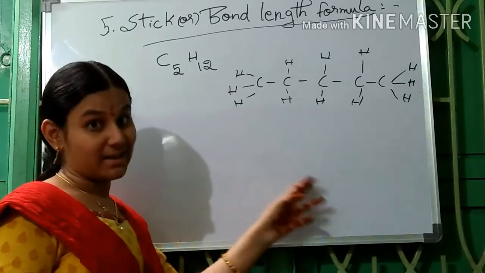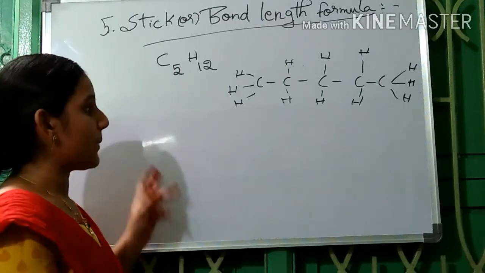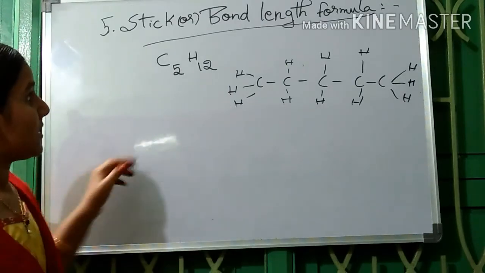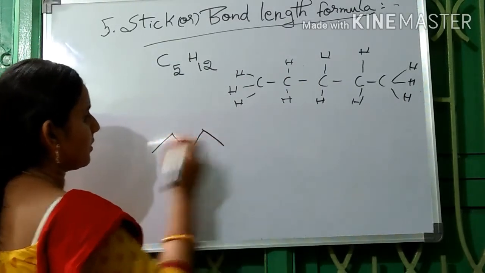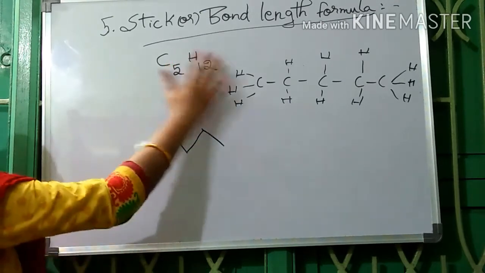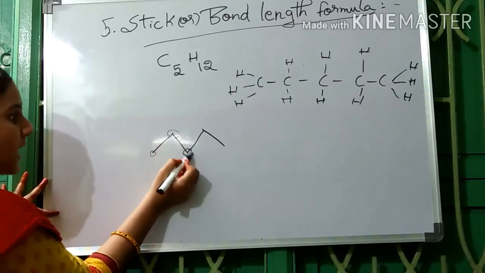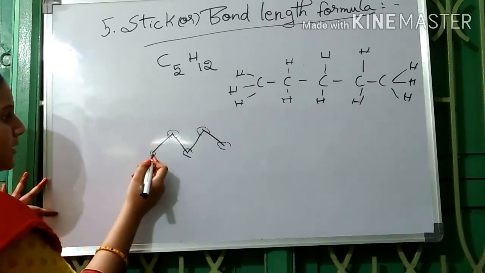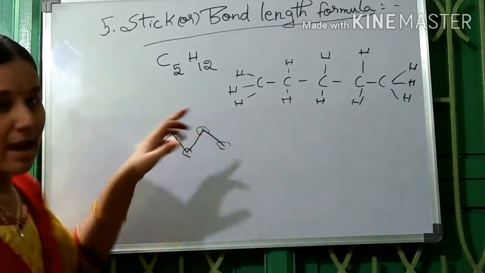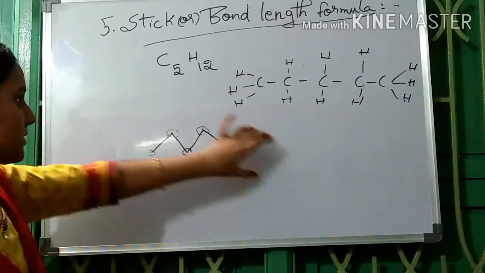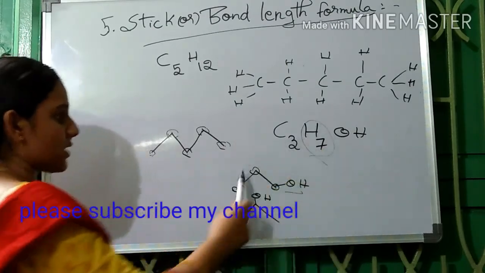Its name is pentane. 5 carbons and it is an alkane. So pentane is its name. The stick or bond length formula would be like this. See, this is the stick or bond length formula of pentane. Here, each edge represents one carbon. Carbon, carbon, carbon, carbon, 5 carbons. And we have no need to represent hydrogen atoms in this type of formula. Functional groups we have to mention, but there is no need to mention the hydrogen atoms.